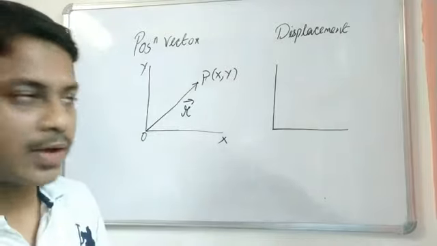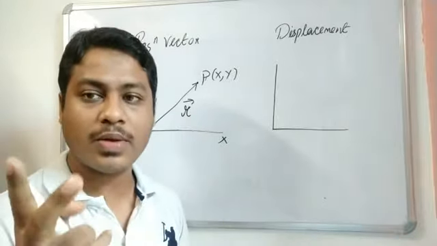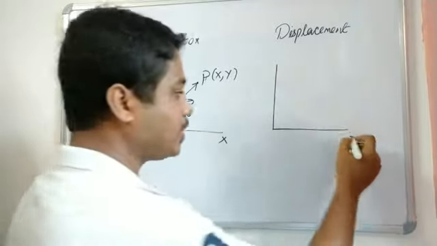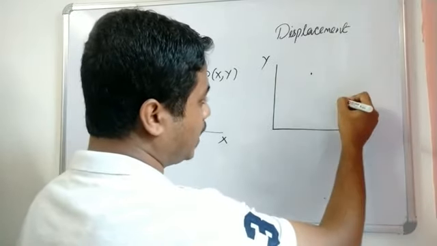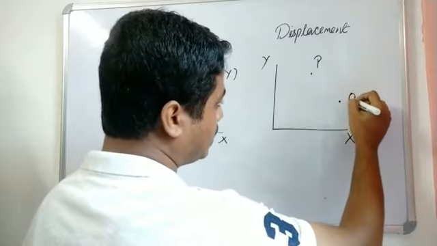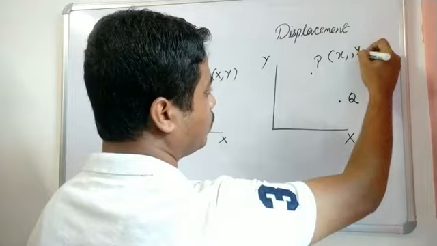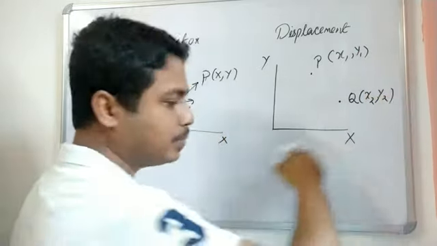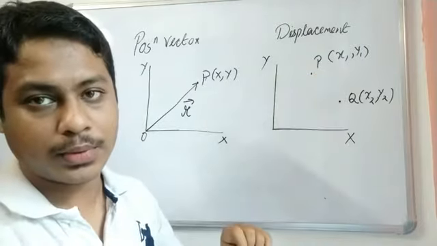Go to the displacement vector. For the displacement we need two points, because we already know that for displacement we need an initial point and also a final point. This is the x coordinate, this is the y coordinate. So this is point 1, this is point 2. If I consider this is a point P and this is a point Q, point P is, suppose, your initial point with coordinates x1, y1, and this is having coordinates x2, y2. These are the coordinates of P and Q.